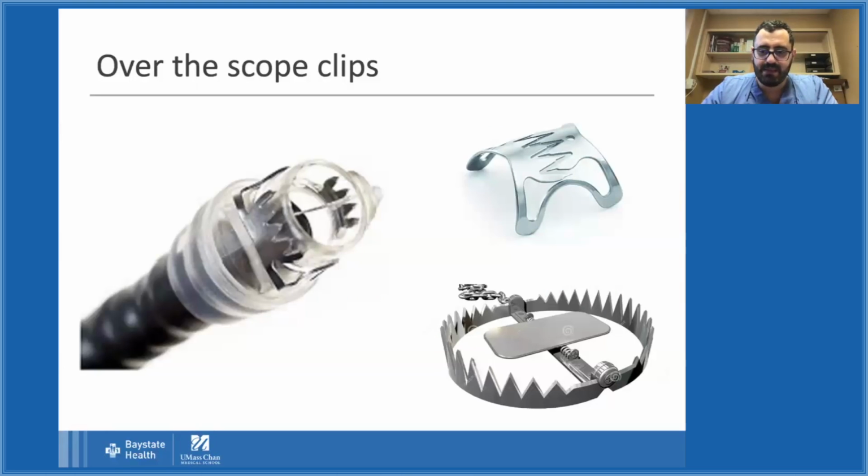And this is the other clips we use. We call it over the scope clips. Why is it over the scope? Because we install the clip on the tip of the scope, as you can see on the left. And the clip will come on a cap, like you can see.